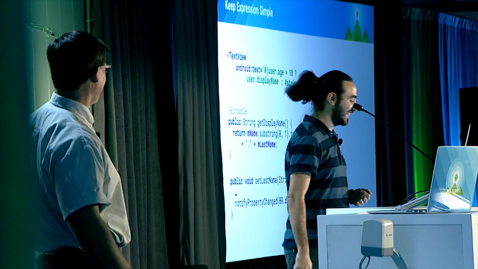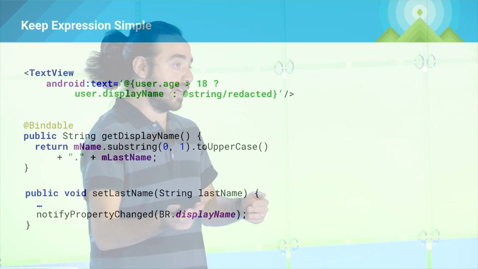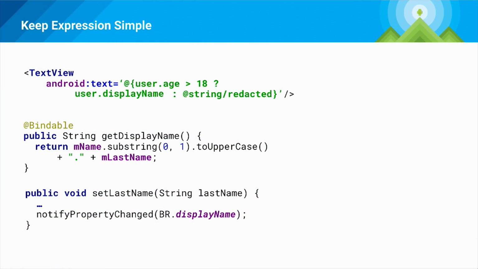So if your view model can dispatch events, in this example we make this display name bindable, where in return data binding is going to generate this BR class, similar to the R class, but for bindable things. And when the user's last name is set, you can dispatch that it has changed, and data binding will keep the UI up to date.